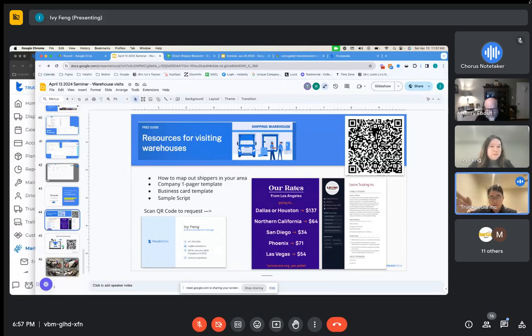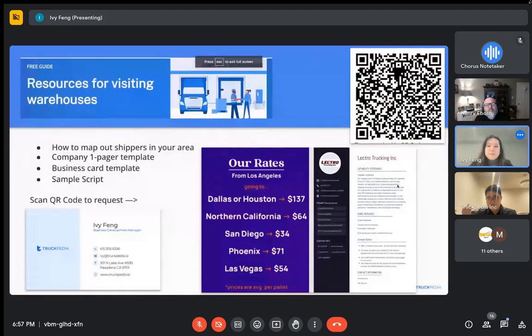On the rate part here, it's a sample rate, not a real rate, so you don't have to look at that number. If you walk into a warehouse and go to the back door where drivers check in, hand them your company resume and say, hey, here's some sample rates that we charge. From Los Angeles to Dallas, Houston, if we're doing LTL, 137. If we're doing full truckload, and we're currently getting paid 3,500 on the load board, mark up by 10%. Say, hey, 3,800 from Los Angeles to Dallas for full truckload.